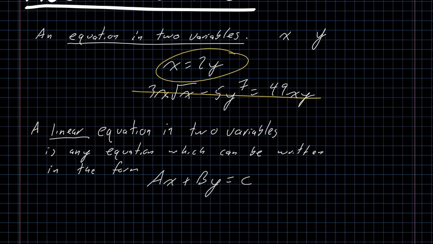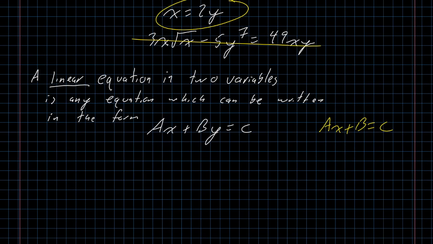We talked earlier in this course about linear equations in one variable, which were any equation that could be written in the form ax plus b equals c. So the only real difference is we've now inserted this y variable. When we had a linear equation in one variable, a solution to the equation was a value we could plug in for x in order to get a true equation.